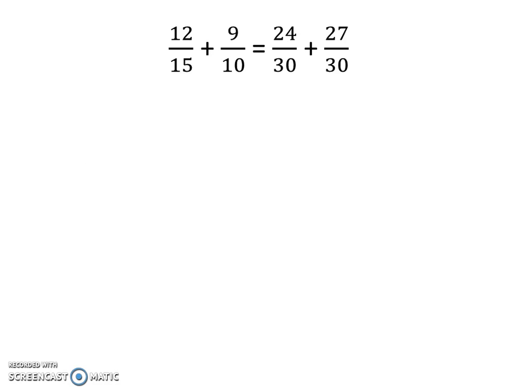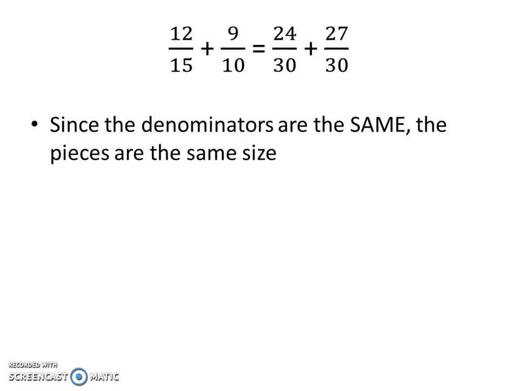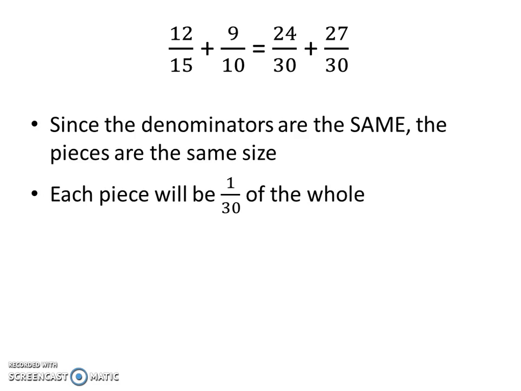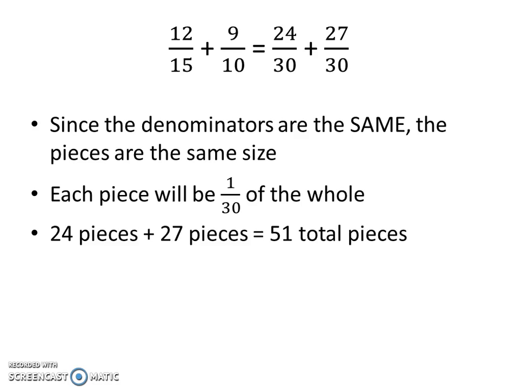So now I can add 24 and 27 because they have the same denominator. So that means that the pieces are the same size. So each piece will be 1/30 of the whole. That means I divide my pizza up into 30 pieces. Each piece will be 1/30. So if I add the total number of pieces, I'm going to add 24 and 27 to get 51 total pieces.